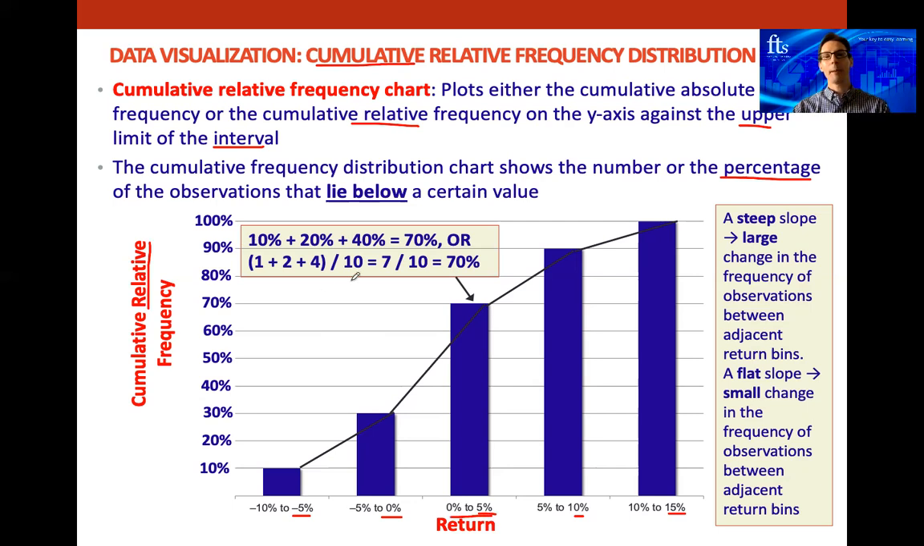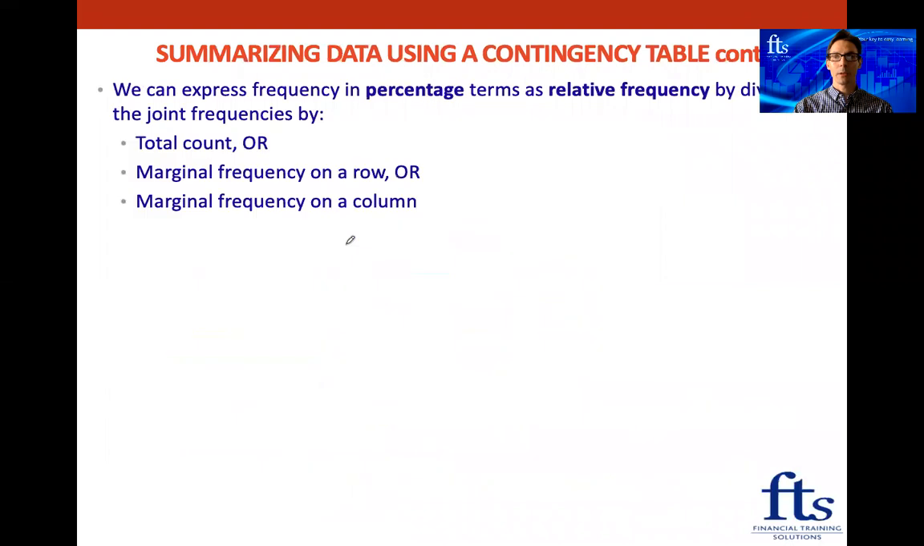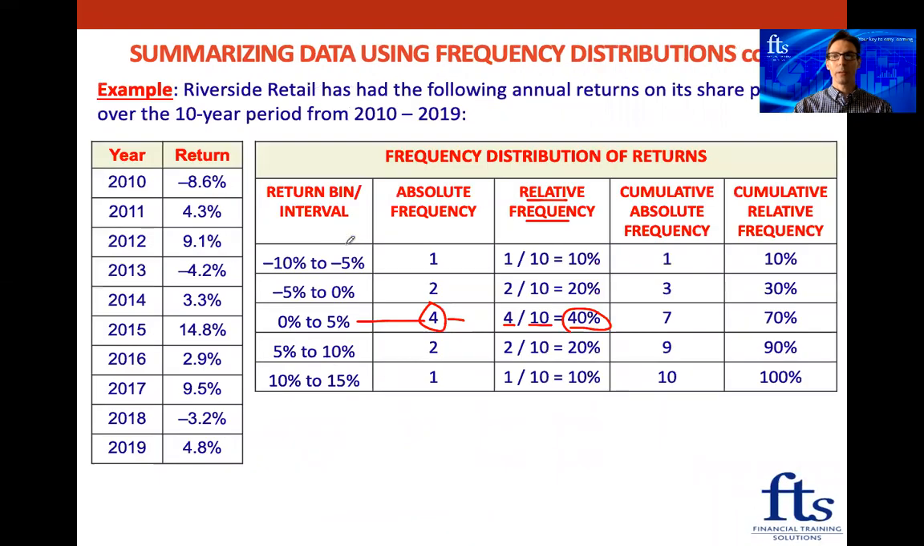Remember this? If you go back to the Riverside Retail slide, we can see that for the cumulative relative frequency, we add up all of the relative frequencies that lie below the upper limit of our interval, which is the 5%. So we add up the 10, the 20, and the 40%. Let's go back there just to double check. We want to make sure we got it right. There we go. So we add up the 10, the 20, plus the 40%. It gives us the cumulative relative frequency for this interval, the 0 to 5%, of 70%.